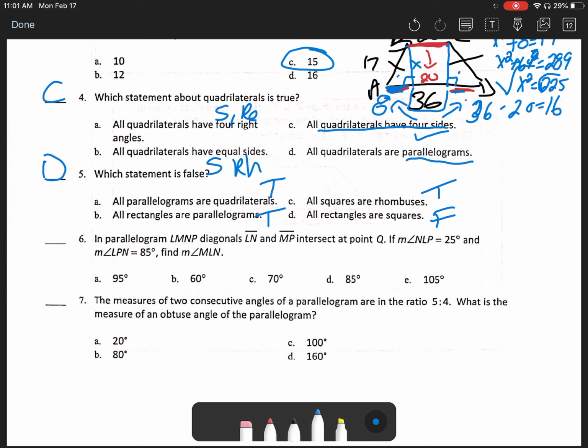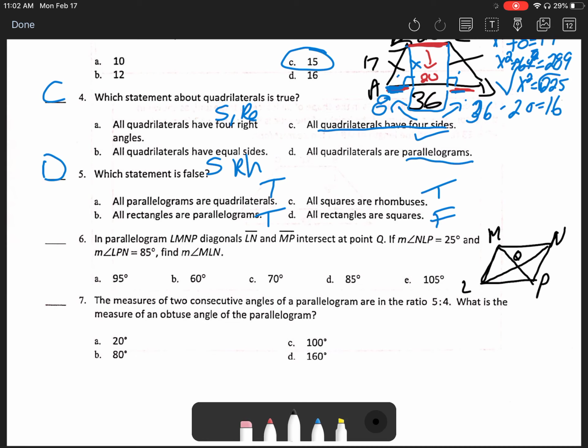Number 6, in parallelogram LMNP. Okay, so we draw it out. That's going to be important. So make sure that you write the letters L, then M, then N, then P. Just make sure that they're clockwise or counterclockwise. As long as they're in the same order, you'll get the right answer. So L, M, N, P, or L, N, P, M. Okay, they intersect at point Q.